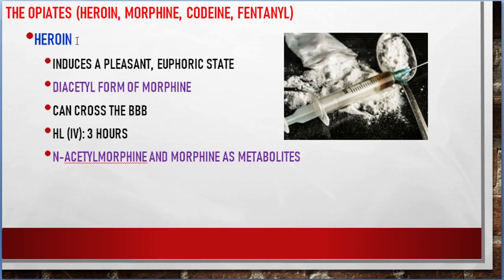Next, your heroin. Your heroin induces a pleasant euphoric state. The same again, because they are of the same group, your opiates. The form of your heroin is actually a diacetyl form of your morphine, and it can cross your blood-brain barrier. Your half-life of your heroin is approximately 3 hours, and it has N-acetylmorphine and morphine as its metabolites. Kasi nga, your heroin comes from the synthetic form of your opiates, which is your morphine.